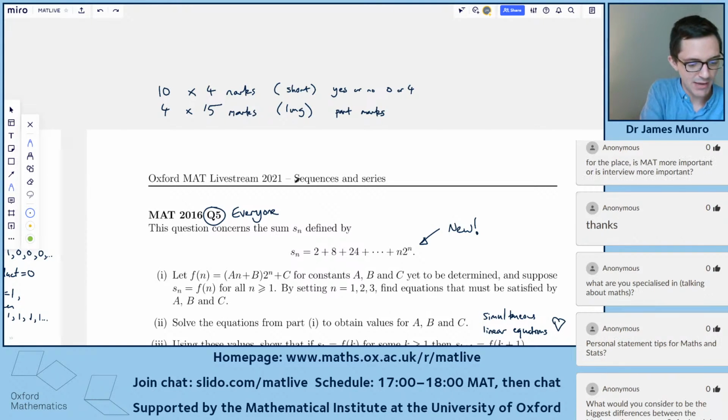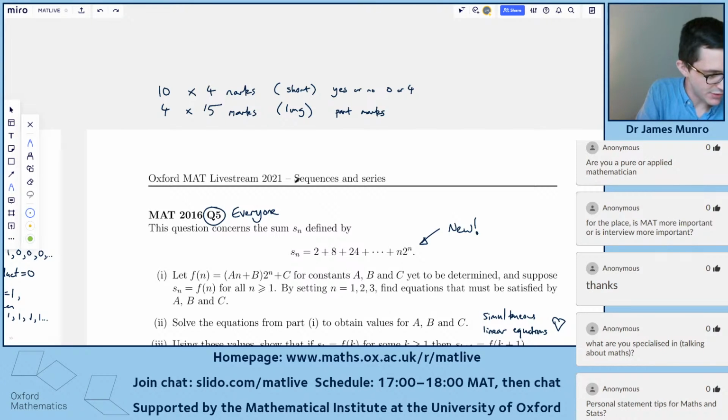For places, the MAT is more important. So MAT versus interview, we're going to look at both. Interview, I suppose, is more recent. You have multiple interviews if you're interviewed by Oxford, so we've got more measurement there. But we do look at your MAT score as well. That is important. I'm going to say that interviews may be slightly more correlated with how we make our final offers, but it's vague.